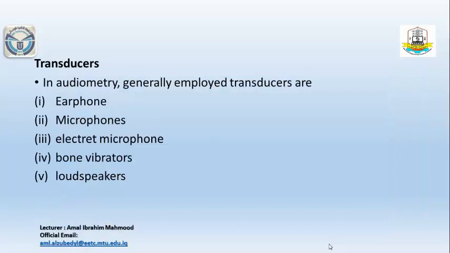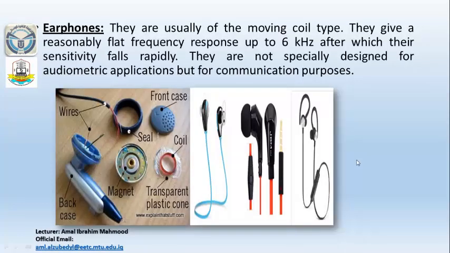Now, we will discuss the types of transducer in the audiological system. There are many transducers in the audiological field: earphone, microphone, electret microphone, bone vibrator, and loudspeaker. All of us know an earphone. All the students have earphones.